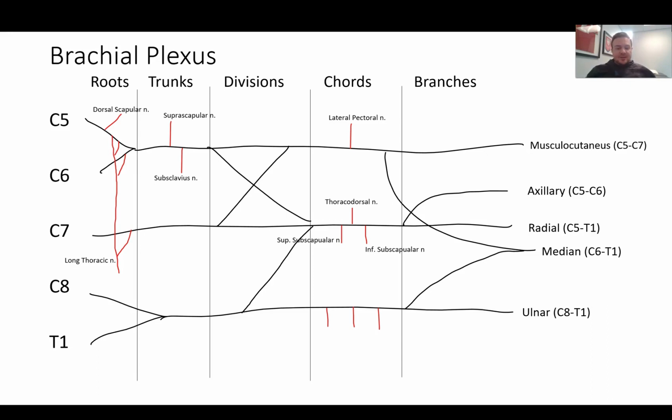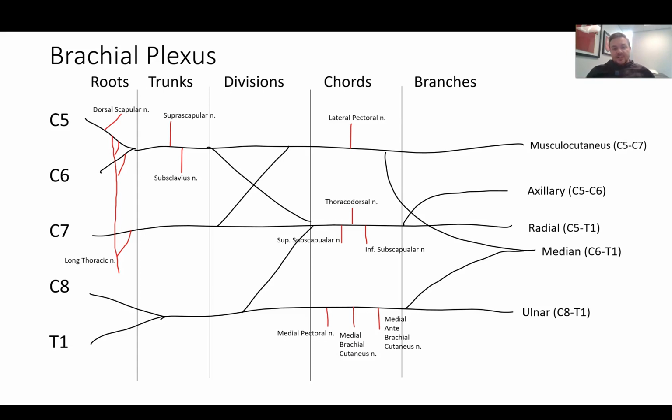And then finally, at the bottom here in the cords, you have your medial pectoral nerve. And then you have two nerves that help with sensation in the skin. You have your medial brachial cutaneous nerve, cutaneous meaning skin, and then your medial antebrachial cutaneous nerve. So I just mean upper arm and lower arm skin sensation nerve.